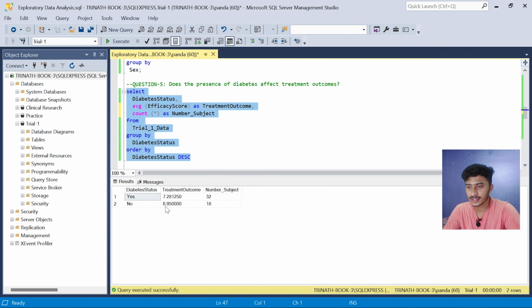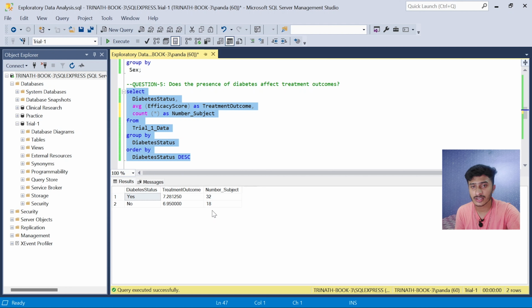So here you can see that there are 32 subjects who have diabetes. And there are 18 subjects who don't have diabetes. So they have a good average efficacy score. What we can conclude here is that, as there are more subjects who have diabetes, the presence of diabetes affects the treatment efficacy.